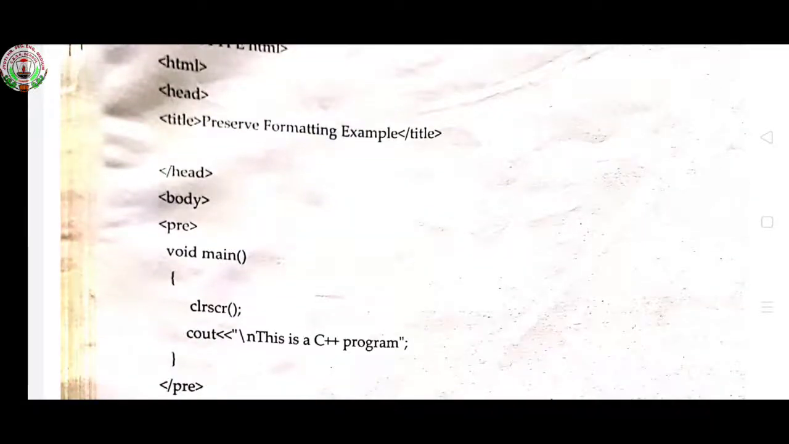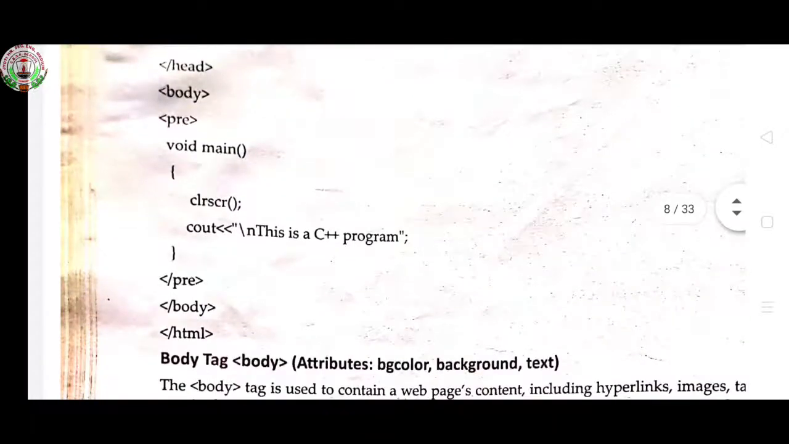Here is the HTML, head, title, head tag, body, then pre. Inside the pre tag, when you want to use a function, at that time you can use the pre tag. Void main is a function name. How is it a function name? Because after void main, a small bracket is there, meaning we are using a function.